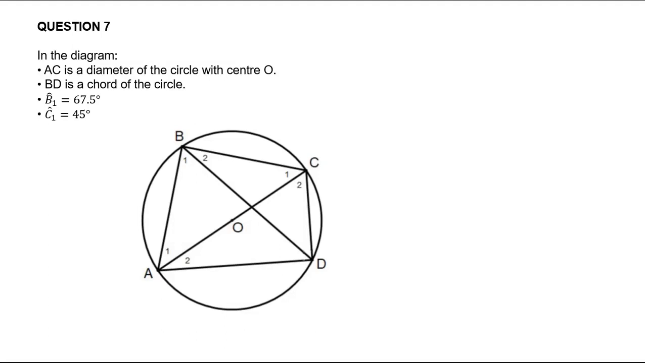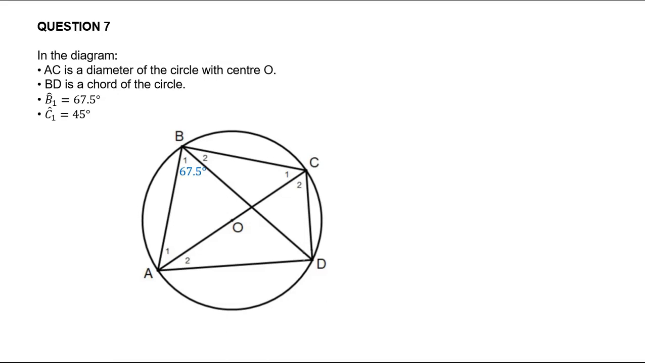And now you need to look at the angles at the circumference that are subtended by the same diameter, which is AC. And the first angle I see is B1 plus B2, so that will be equal to 90 degrees. And again, D will also be equal to 90 degrees. They also told me that BD is a chord of the circle. Then they say B1 is equal to 67,5.